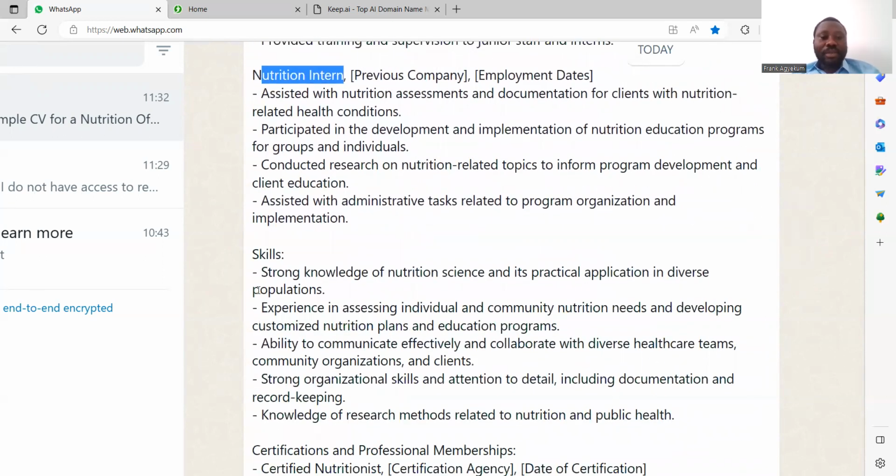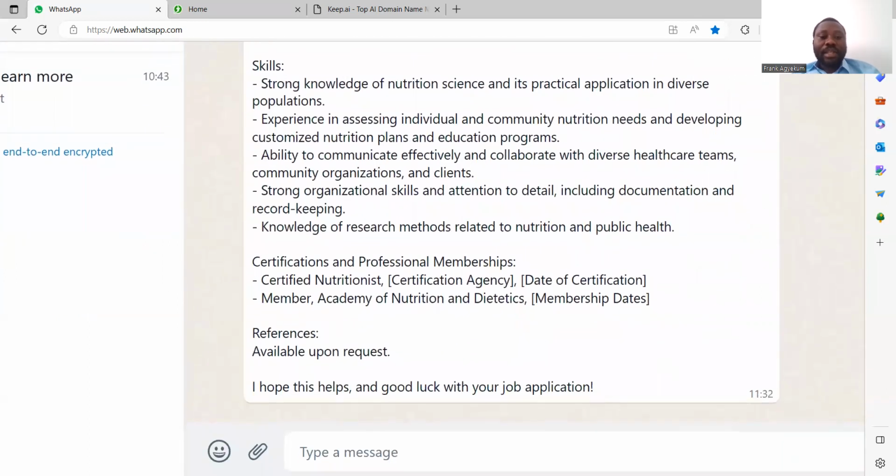Then you need to tailor in your skills. Then if it is important, you also tailor in your certifications and professional membership. As a nutrition officer, you might belong to some kind of professional memberships. Remember to bring in your references. That is your referees, who can confirm your work experience and other educational experiences.